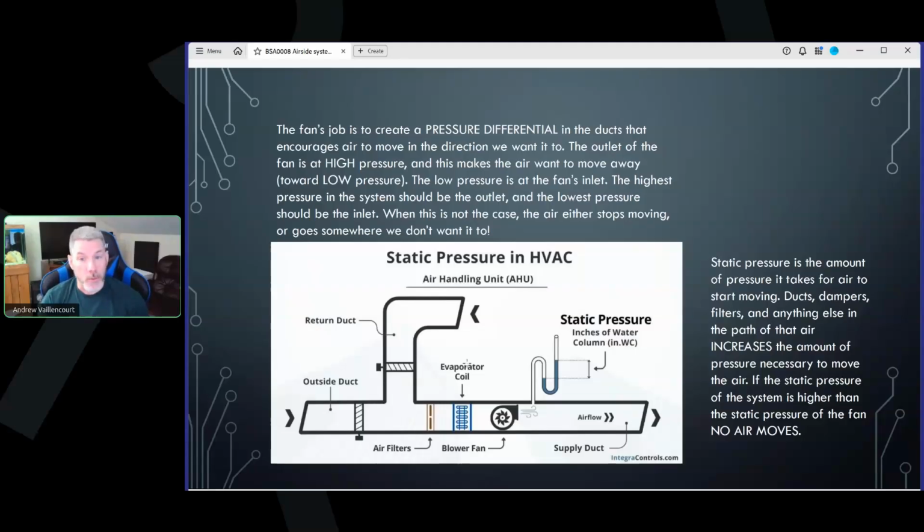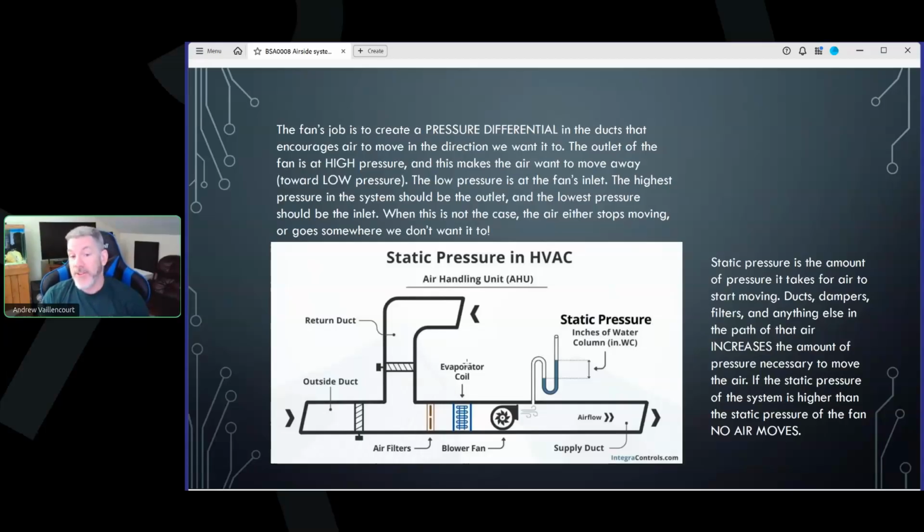The longer the ductwork, the higher the static pressure. That means you need a bigger fan, okay? If the static pressure of the system is higher than the static pressure of the fan, no air moves. And if that sounds basic, like, well, duh, of course not, the number of times this happens in systems in the real world will blow your mind.